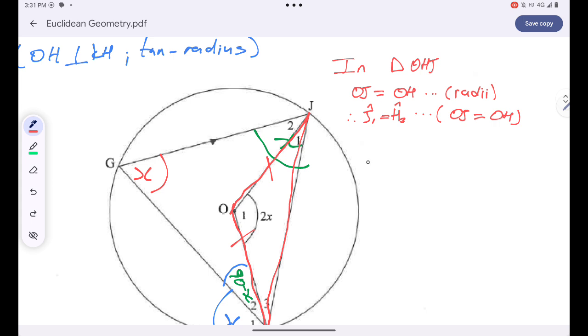Okay, and then I know that angle O1 plus angle H3 plus angle J1 add up to 180 degrees. These are angles of triangle OHJ, the sum of the angles of triangle OHJ. Angle O1 is 2x. Remember that, guys, angle H3 and angle J1 are the same, so I'll simply write H3 as well, plus, whenever I come across J1, I must just substitute H3, because they are equal.